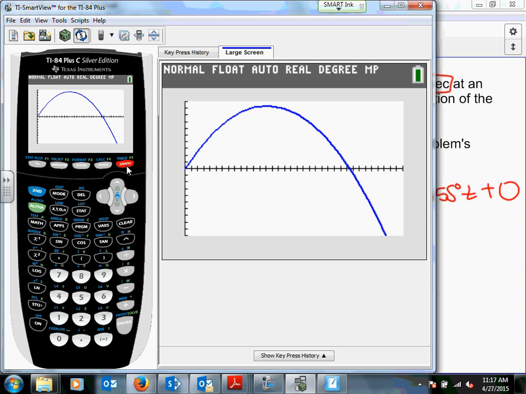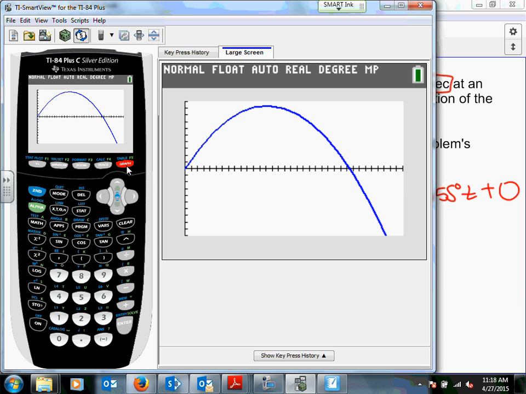Okay? Now, I want you to think about what X is representing and what Y is representing. X is representing our horizontal distance from where we start. Y is representing our vertical distance from the ground. Okay?